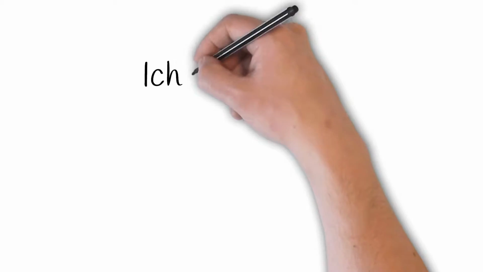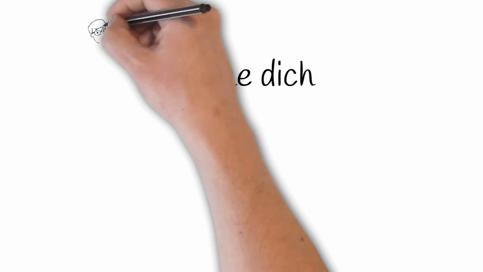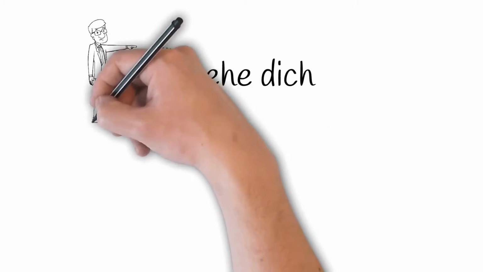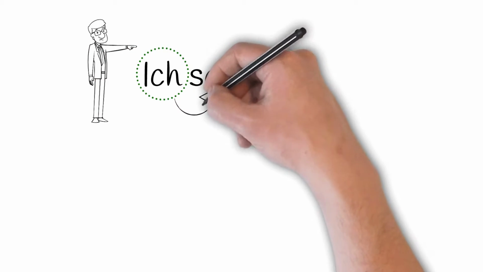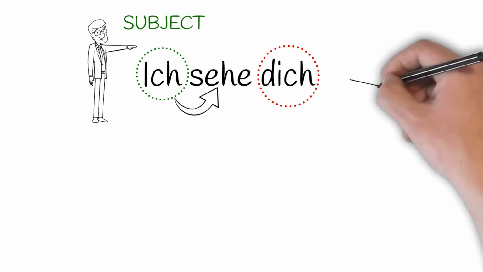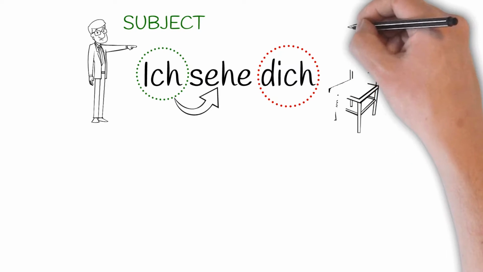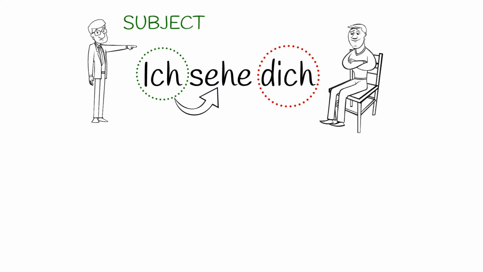In German, we have the same concepts, so let's look at the translation of those two sentences. Ich sehe dich. Ich is the active element of the sentence, controlling the verb sehe. It determines the ending of the verb sehe. Therefore, it is the subject. Dich, on the other hand, is completely passive. It is receiving the action of the verb sehe and is therefore the object.